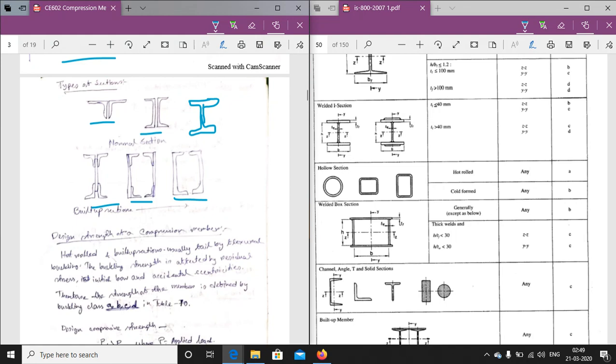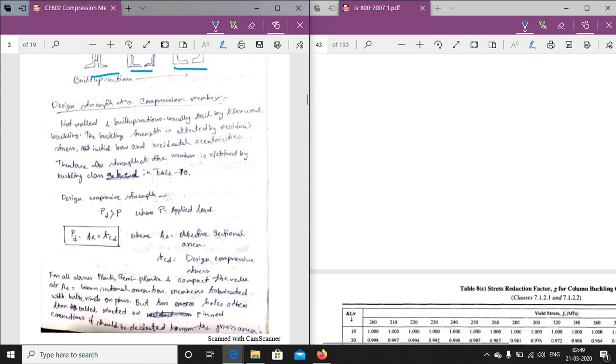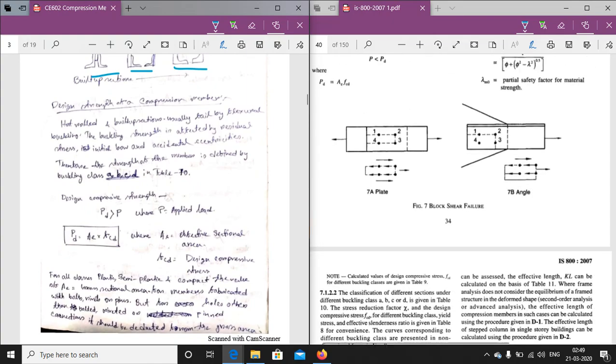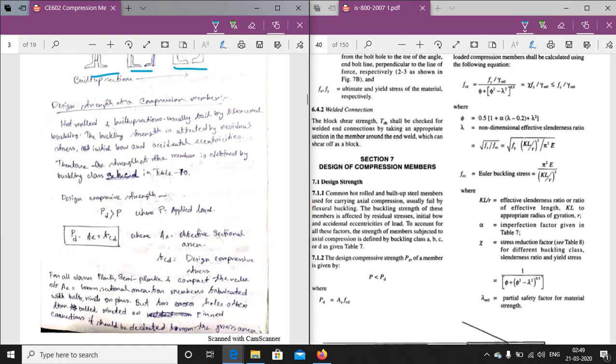So in the next theory classes, when we will be designing the built up section, these theories will also require what is the built up section. Now coming to the design strength, that is the most important part, how to determine the design strength of the column member. The design strength is generally determined by this formula, by clause 7.1.2. This is the design strength: PD equals AE into FCD.